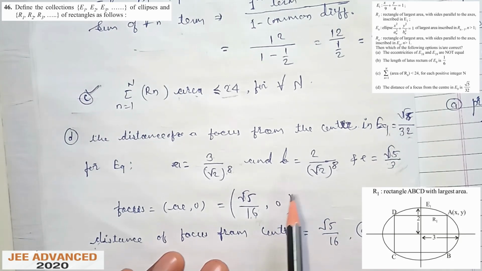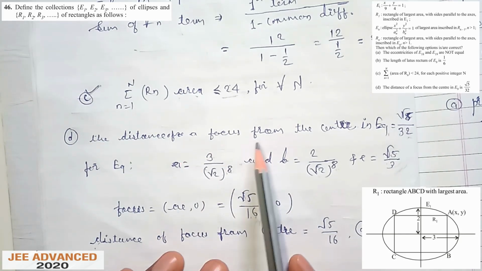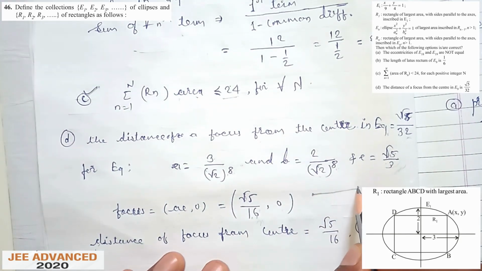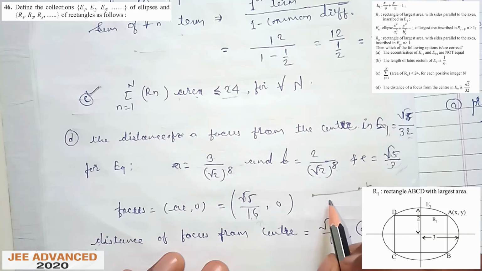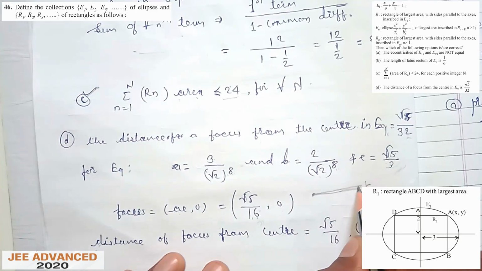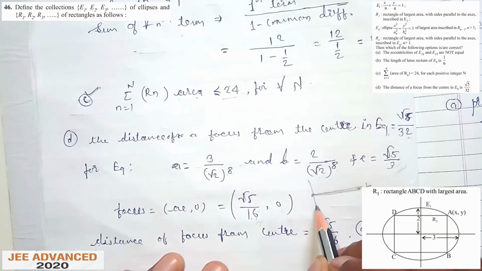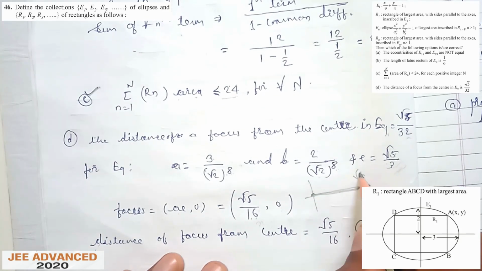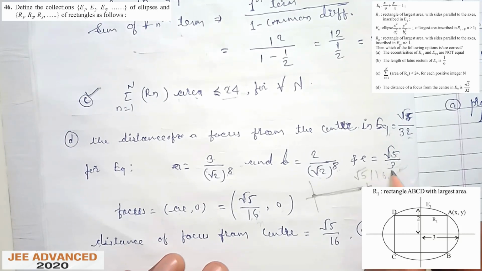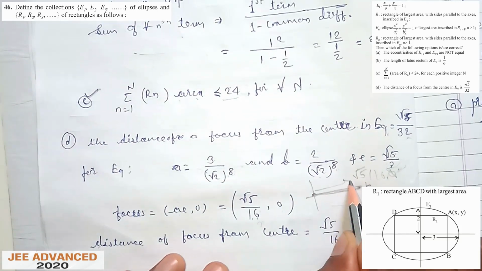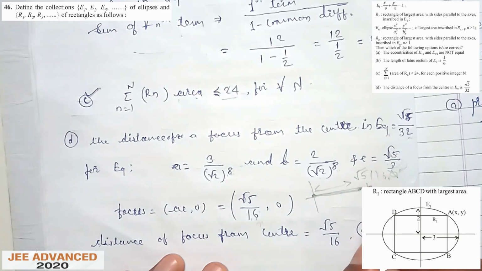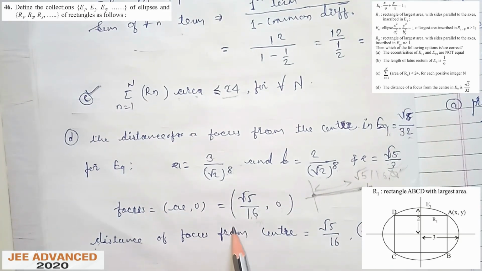So the distance from the focus to the center: here we have the center and the focus F. The point lies on the x axis because y is 0. Here we have root 5 by 16 and y 0, and we don't need y. So the complete distance between the center and the x coordinate is root 5 by 16. The distance from the focus to the center is root 5 by 16, which is option number D, which is correct.